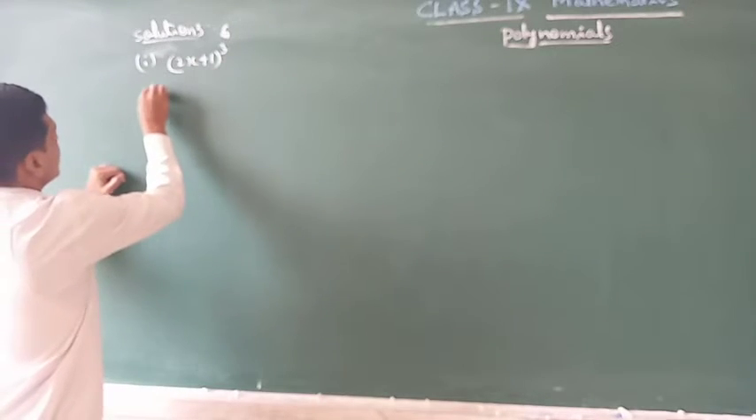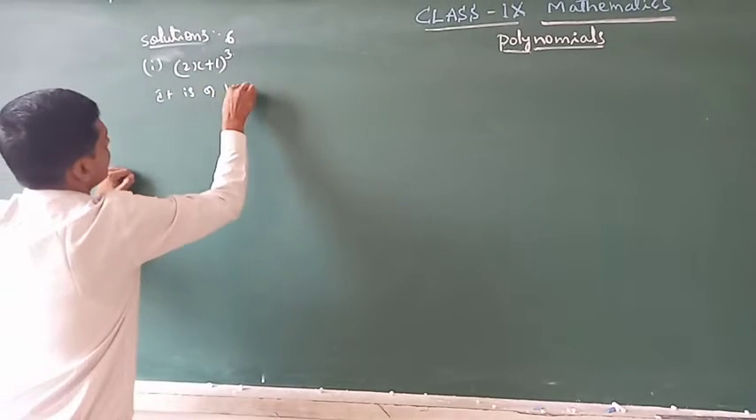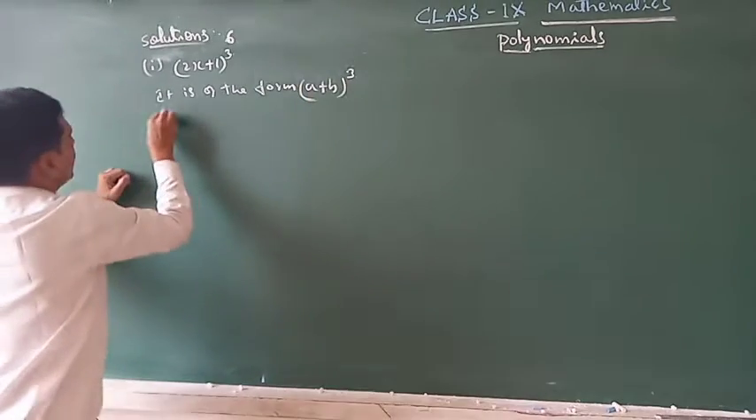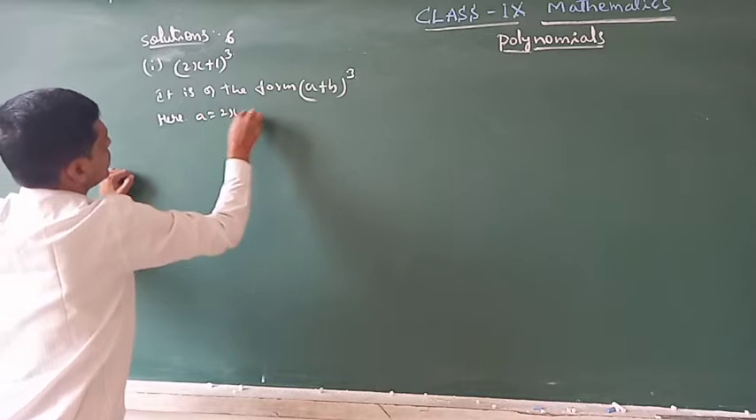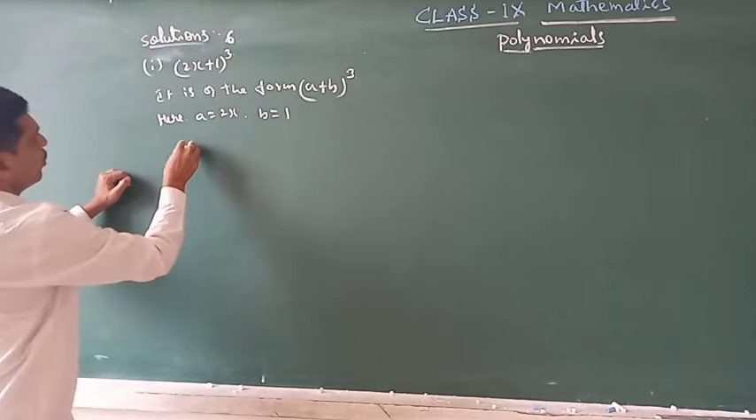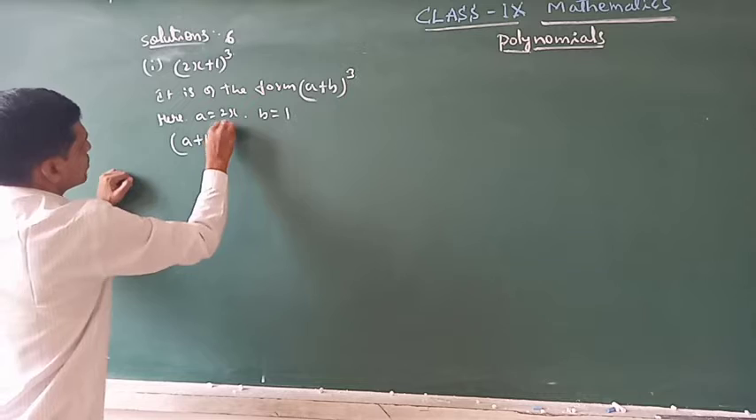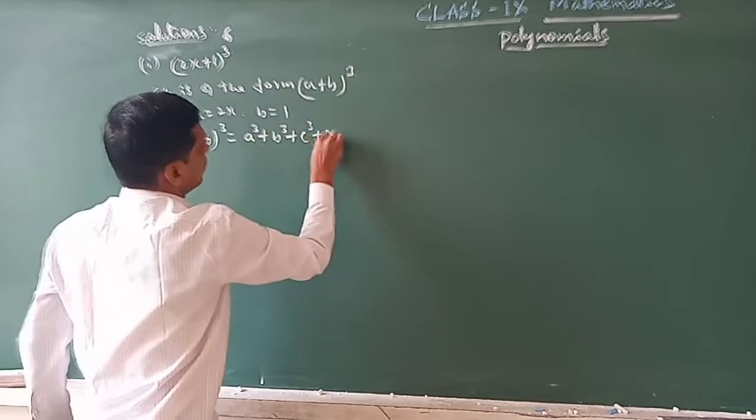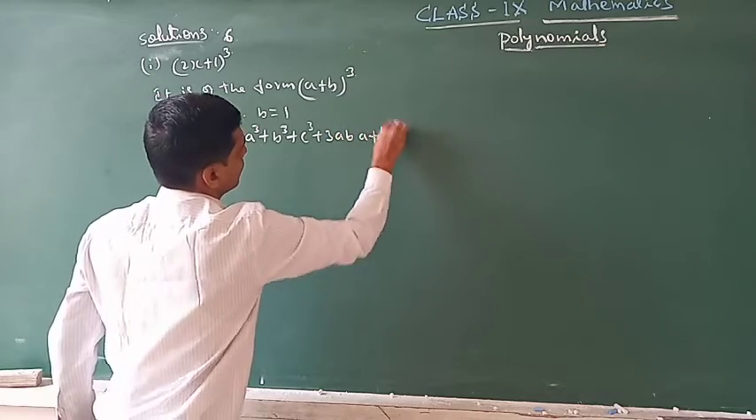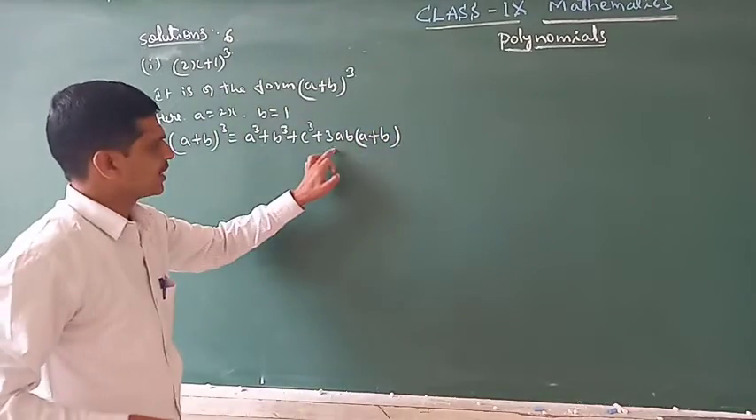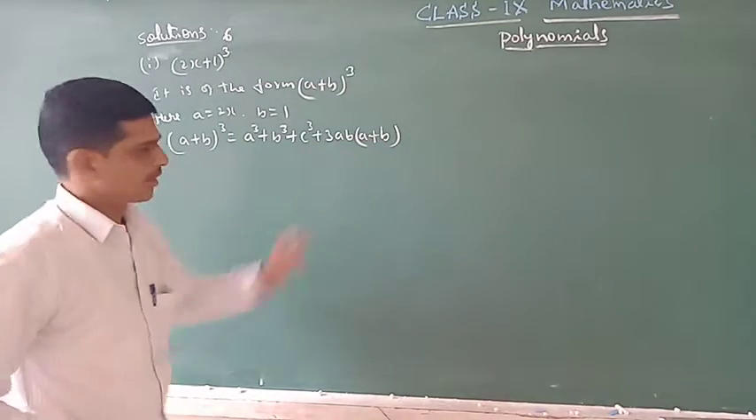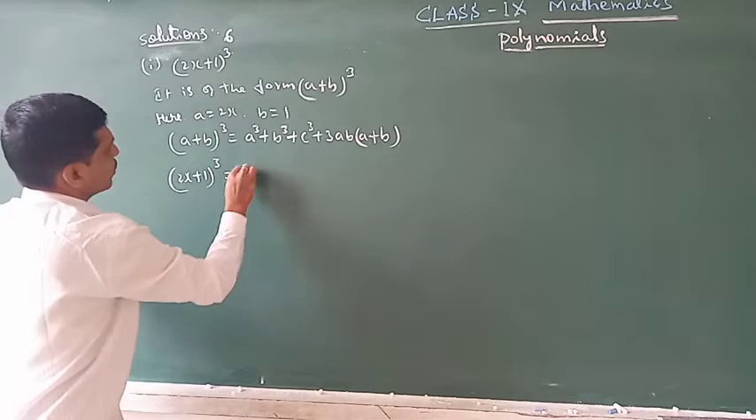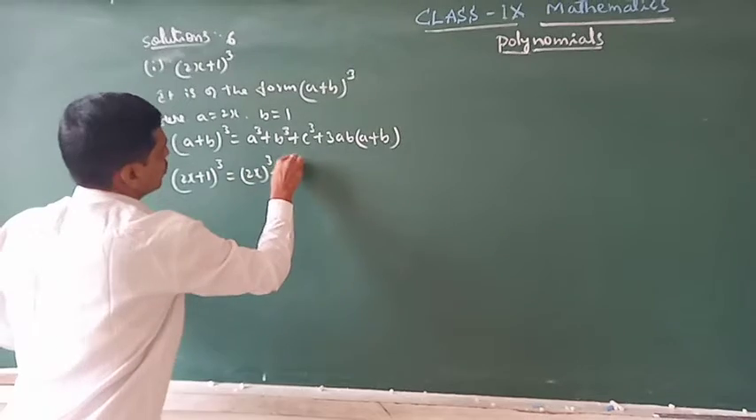So you know that it is of the form a plus b whole cube. Therefore, here a is equal to 2x and b is equal to 1. So the a plus b whole cube identity can be expanded like this: a cube plus b cube plus 3ab into a plus b. Otherwise, you can write it as 3a square b plus 3ab square. So now substitute these values: 2x plus 1 whole cube is equal to 2x whole cube plus 1 cube.